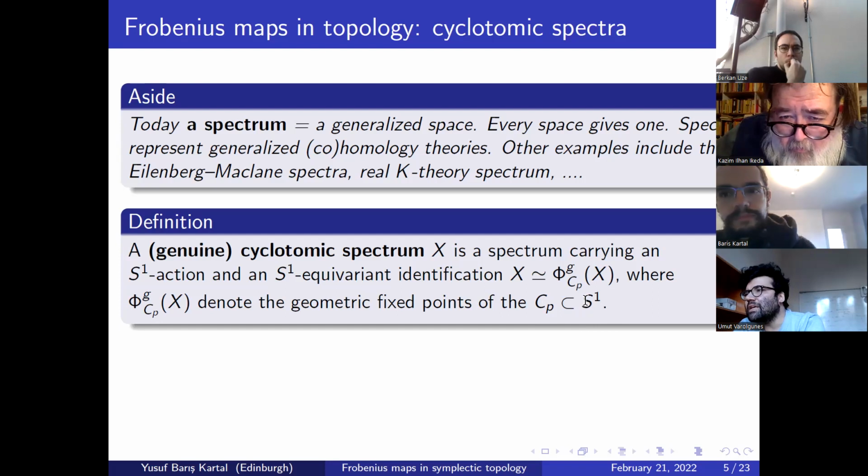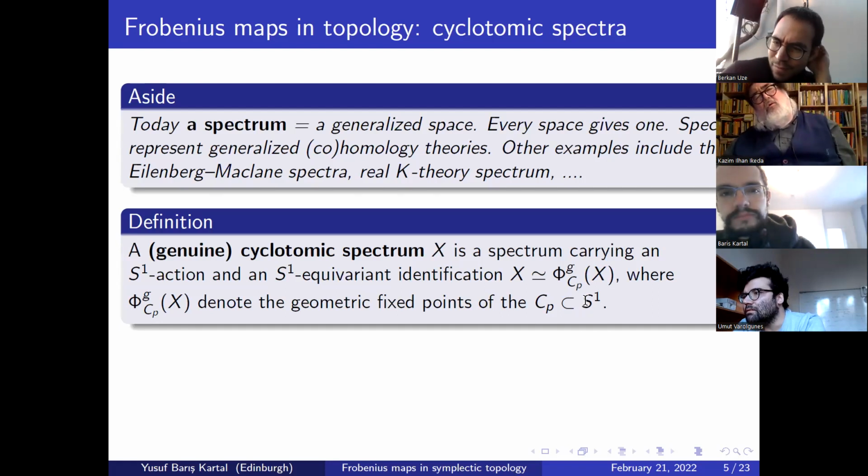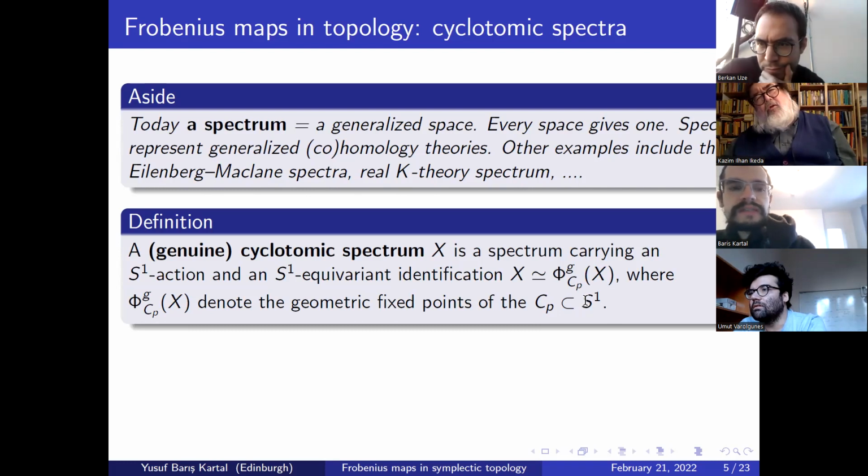Sorry, when you say every space gives one, you mean every space gives more than one, right? What I mean is, if you have a space, you can take its suspension spectrum. Yes, but you can take others too, right? There are others. Sure, you can also take a shifted suspension spectrum.